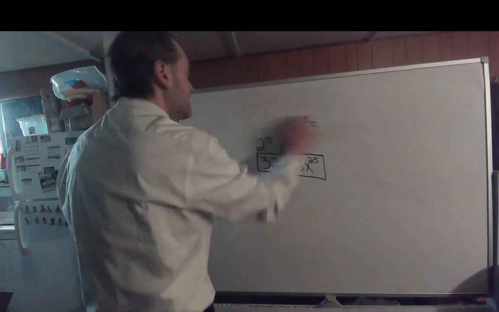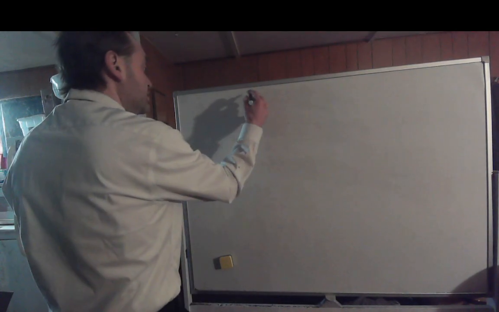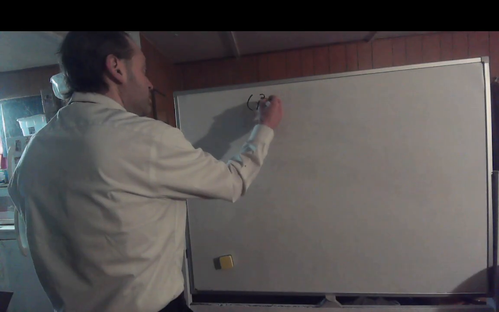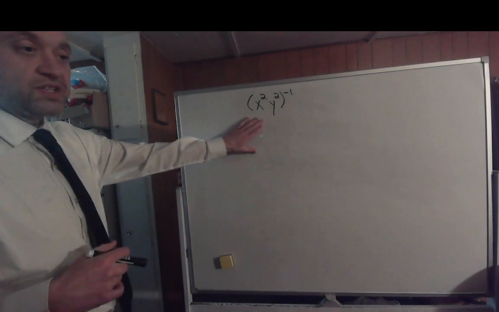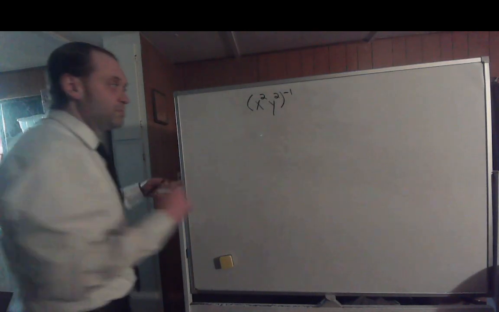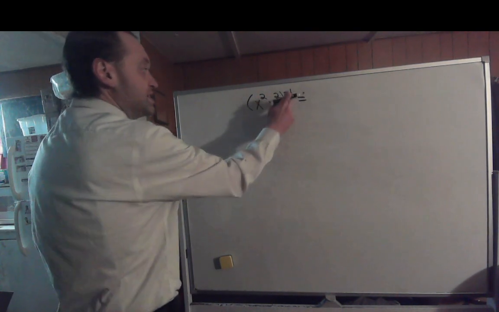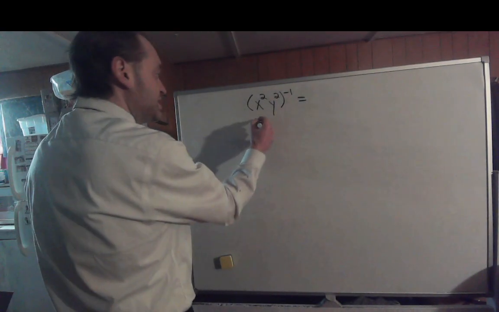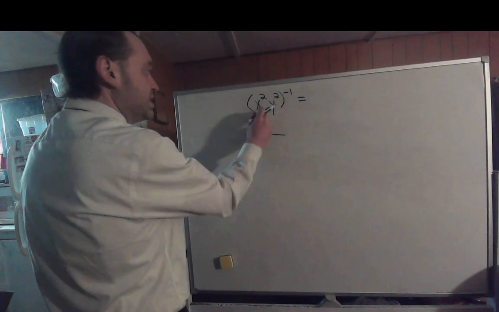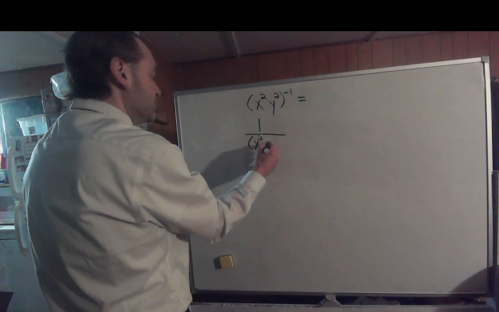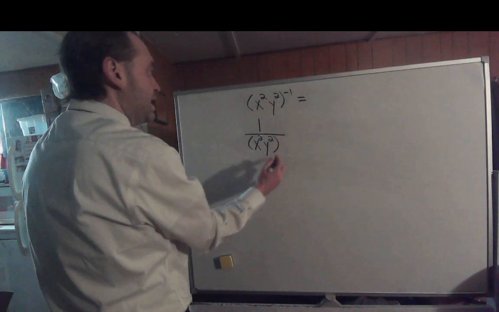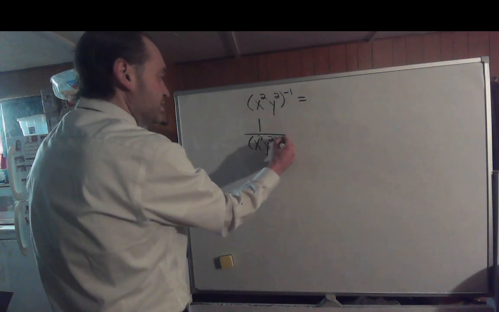Alright, so what's next? I have the quantity of x squared y squared raised to the negative first power. So I have x squared y squared raised to the negative first power. Well, if you have it to the negative first power, that's going to be the same as taking 1 in your numerator and putting x squared y squared to the positive first power in the denominator. So if you have a negative power, it becomes a positive power in the denominator.